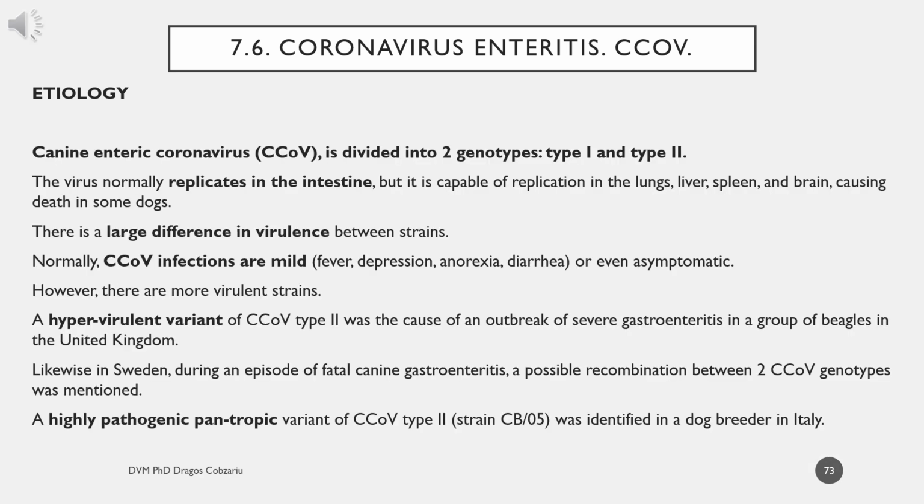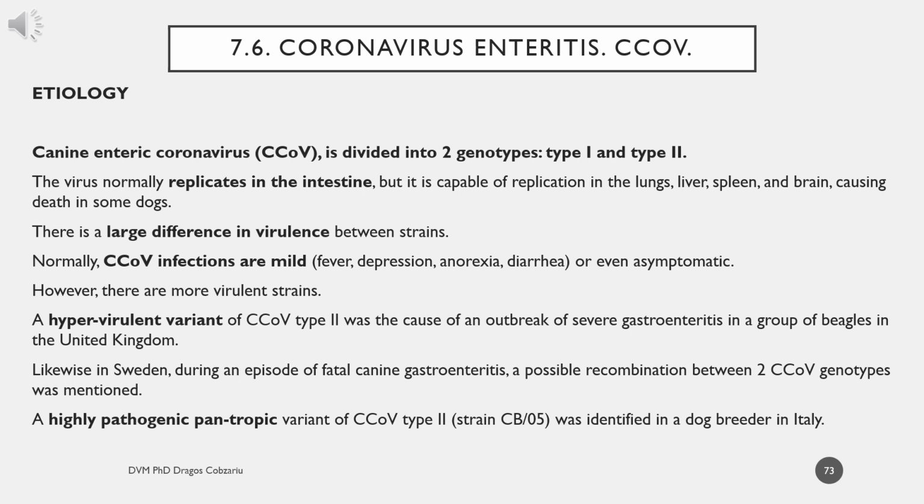Canine enteric coronavirus, CCoV, is divided into 2 genotypes, type I and type II. The virus normally replicates in the intestine, but it is capable of replication in the lungs, liver, spleen, and brain, causing death in some dogs. There is a large difference in virulence between strains.